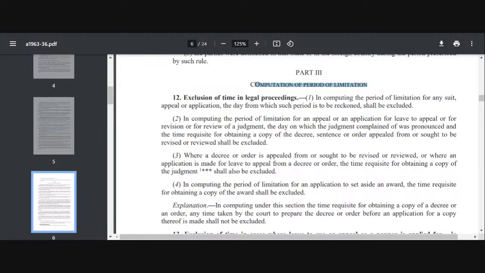Section 12, clause 1 says that when you are computing the limitation period for a suit, an appeal or an application, the day from which such period is to be reckoned is going to be excluded. Say, for example, I am taking a loan and promising that I will return the loan before 1st January, or within 1st January of 2024.